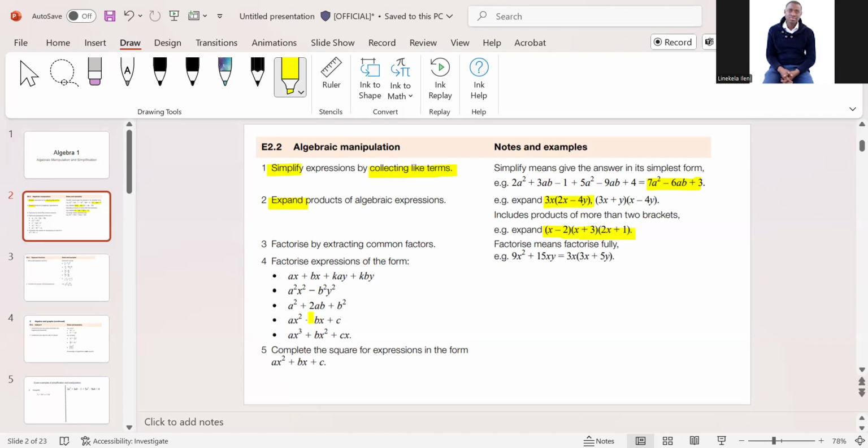Then, of course, factorizing. And factorizing by common factors, otherwise referred to as the highest common factor, is very, very important. Often the terminology that comes across in the exams is "factorize", which basically means factorize fully, which means you must really use the highest common factor. I'll show you that. Then you can factorize any expression that comes in any of these forms.